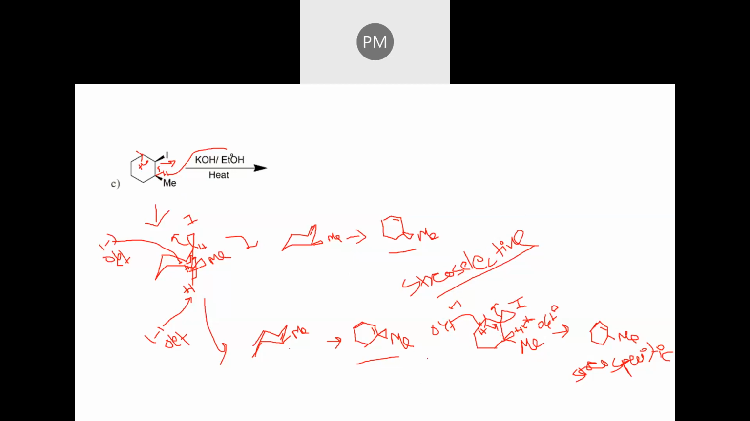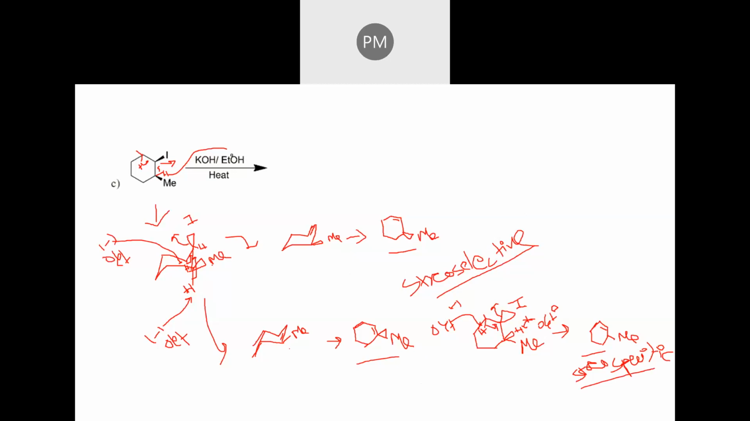So this EtO minus will be attacked by this hydrogen, and this hydrogen is liberated out. So now we are getting this product. This will be a single product, only one product we are getting. So this is a stereospecific reaction.